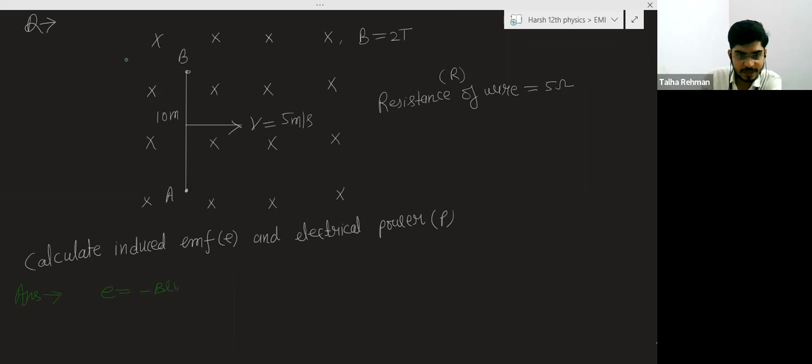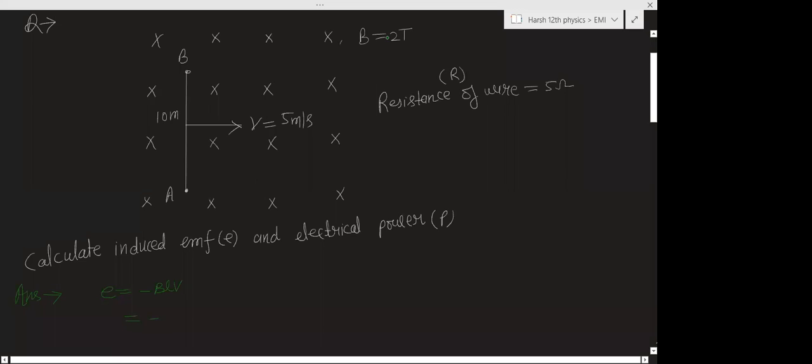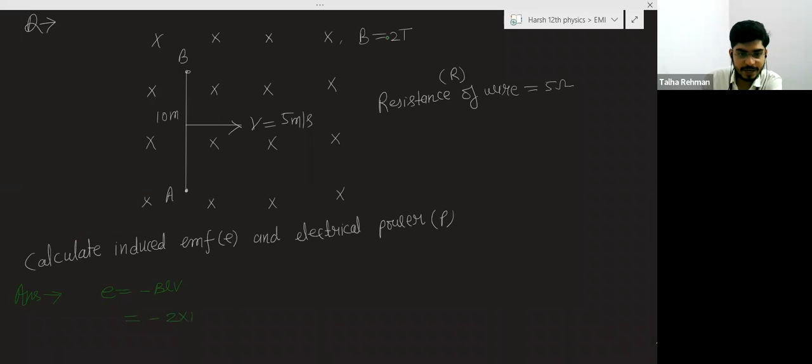The formula of the motional EMF is minus B into L into V. B is given as 2, length of the wire is 10, velocity is 5, so you will get minus 100 volts.